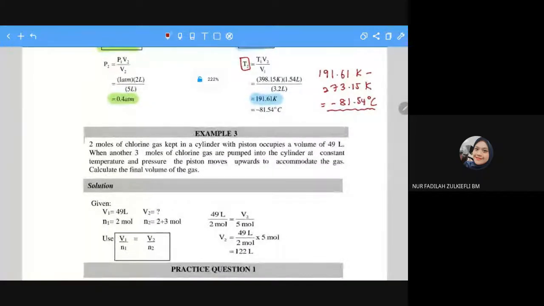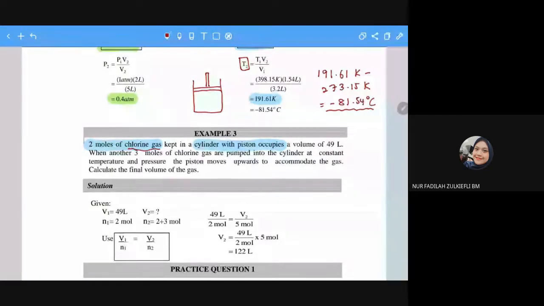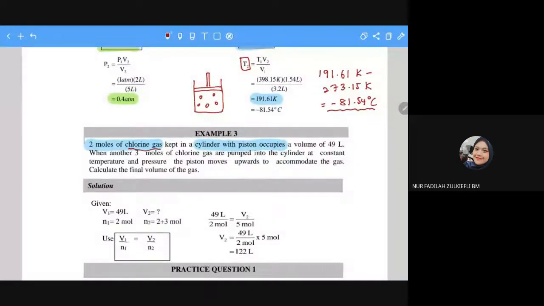Okay, bit more. Okay, example 3. Example 3 ni dia relate dengan apa? Okay, so 2 moles of chlorine gas. Okay, gas kita sekarang ni adalah chlorine gas. Okay, 2 moles of chlorine gas is kept in a cylinder with a piston. Piston ni macam mana piston? Piston ni dia macam picagari kan? Dia macam picagari yang ada tombol untuk kita tolak. So dalam ni ada 2 mole of Cl2 gas. Okay, so the volume adalah, dia kata kat sini 49 liter. Itu masuk piston. Piston macam picagari macam tu.